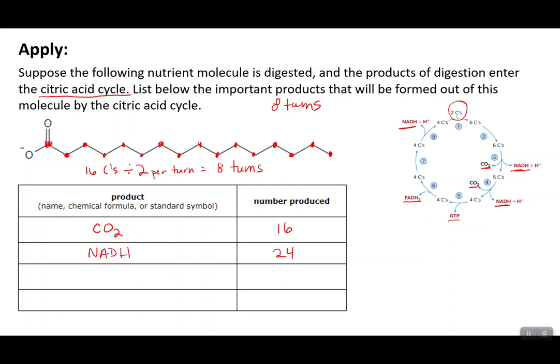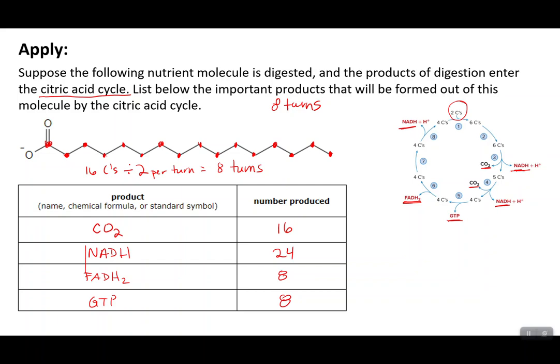Now let's look at FADH2. We only produce 1 per every turn. Since we did 8 turns, we're going to produce 8 of these. Then lastly, we're going to look at GTP. We produce just 1 GTP per turn, so that will be a total of 8 GTP.